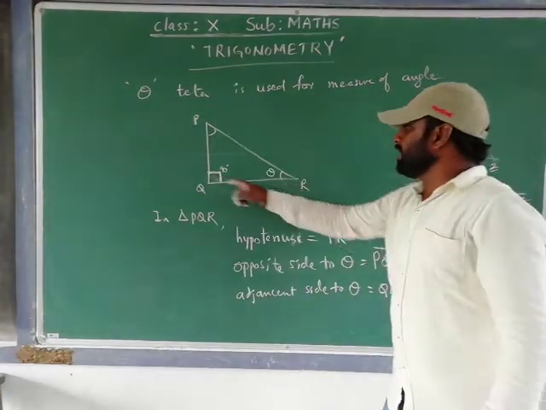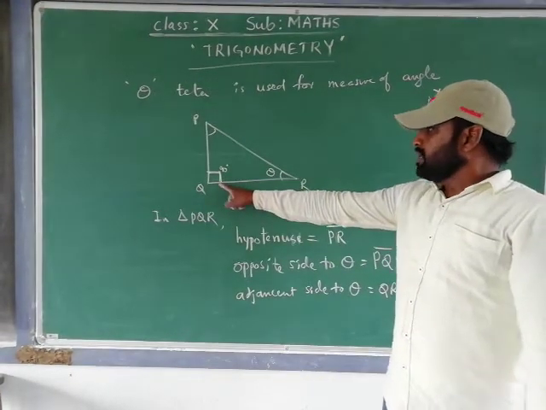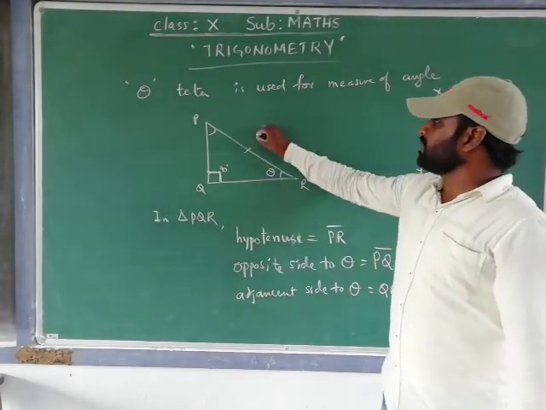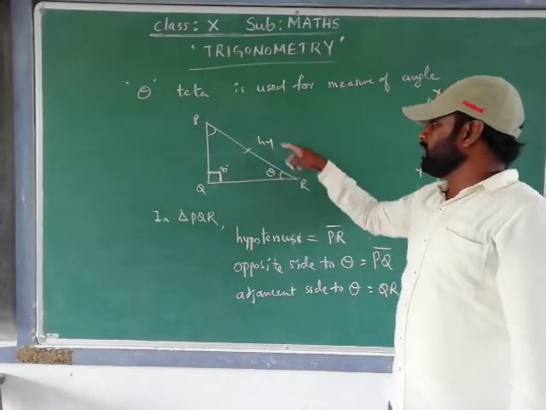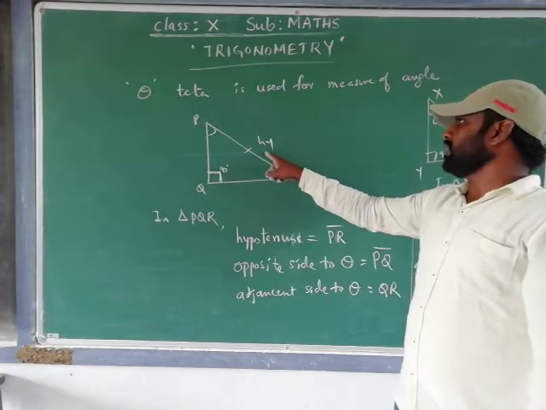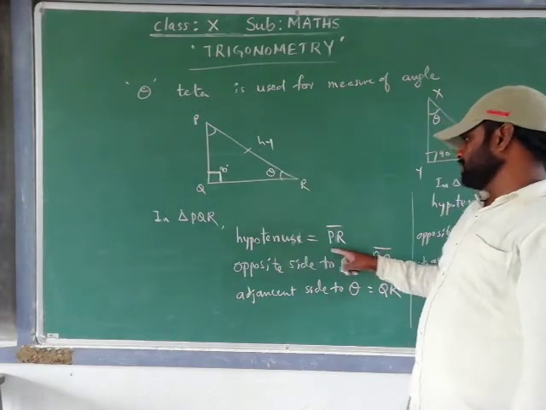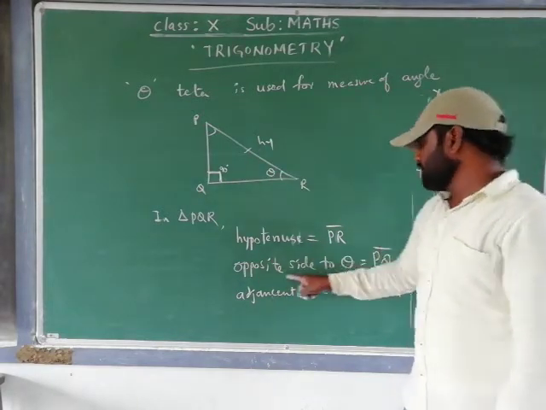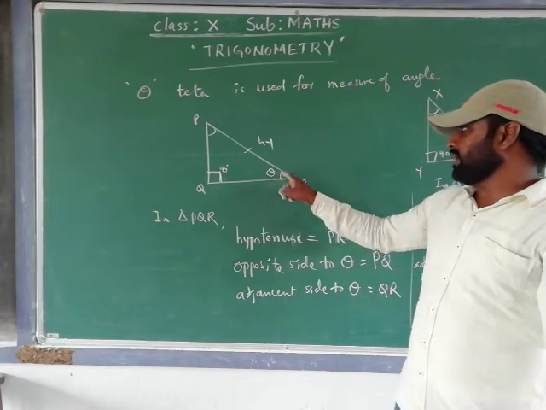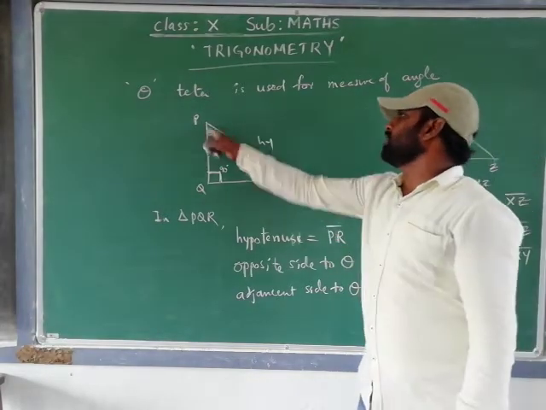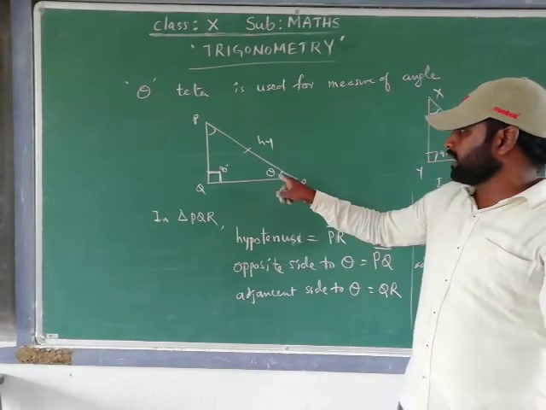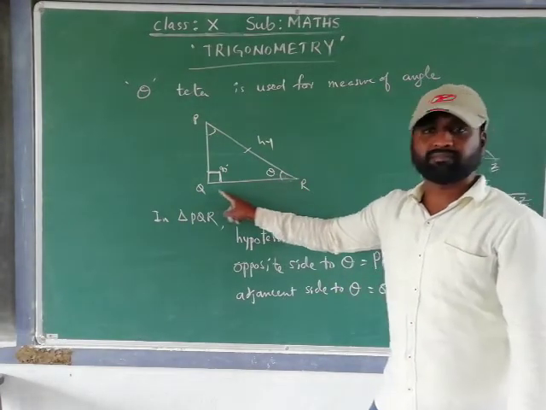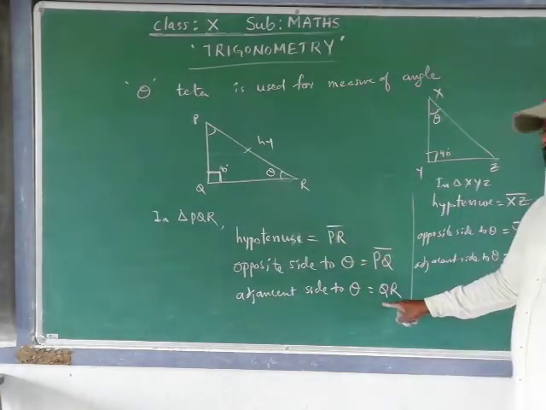In triangle PQR, the 90 degrees is here. So the 90 degrees opposite is always what? Hypotenuse. Right? In triangle PQR, the hypotenuse is PR. Next, the opposite side to theta. Where is theta located? Here. So for this, the opposite side is what? PQ. Adjacent side to theta. Where is theta located? Here. Adjacent side means this one. What is that? QR. Understand?